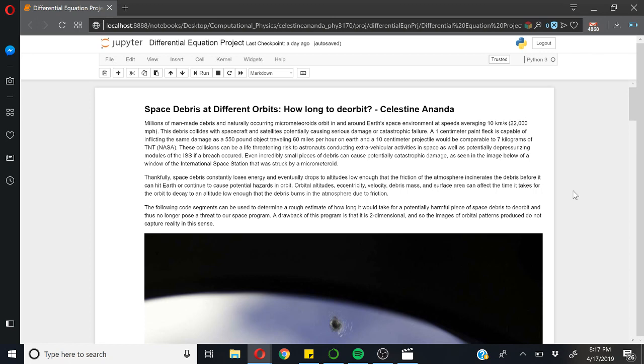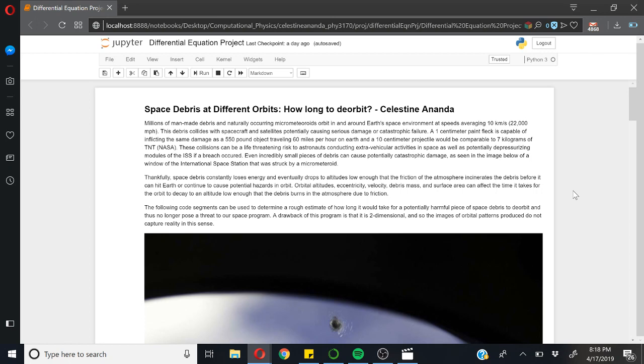So I decided that it'd be interesting to tackle how long it takes for certain objects in orbit to decay enough that they are considered deorbited, because it's actually a huge problem in orbit around the Earth right now. There are millions of pieces of man-made debris and micrometeoroids that pose huge threats to satellites as well as the International Space Station, and therefore astronauts actually performing extravehicular activities.